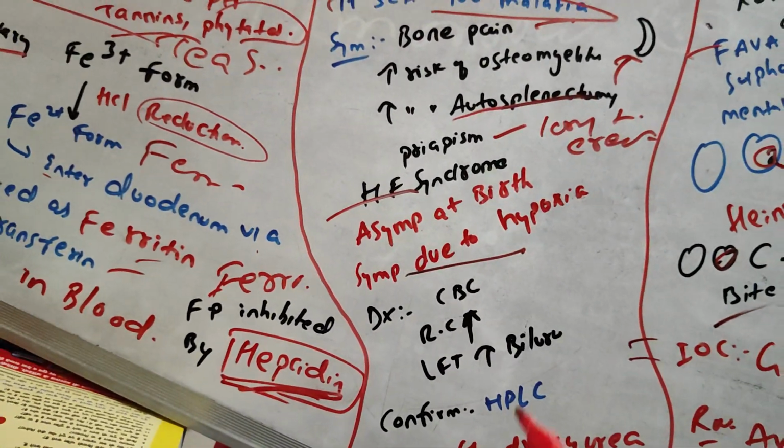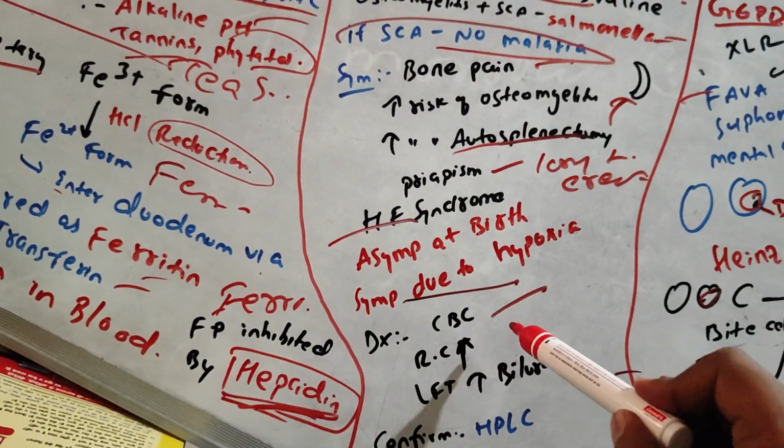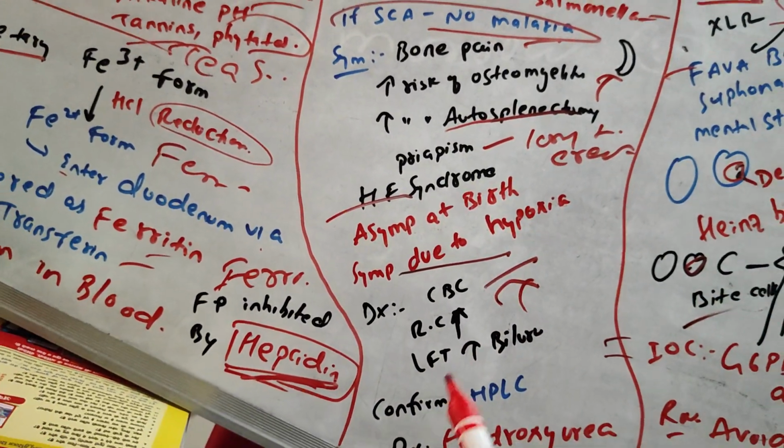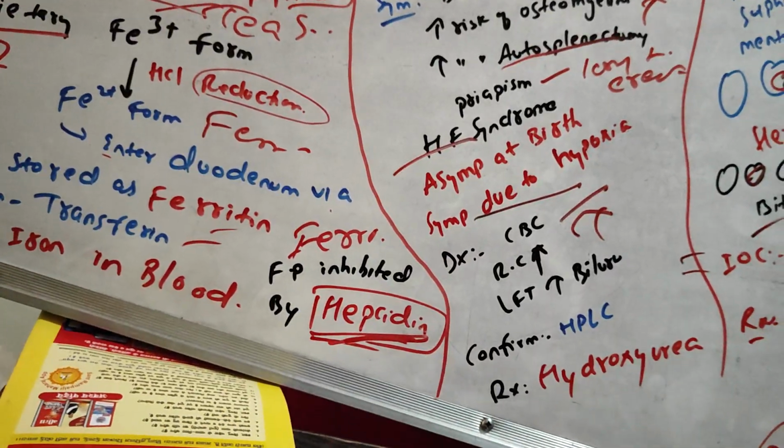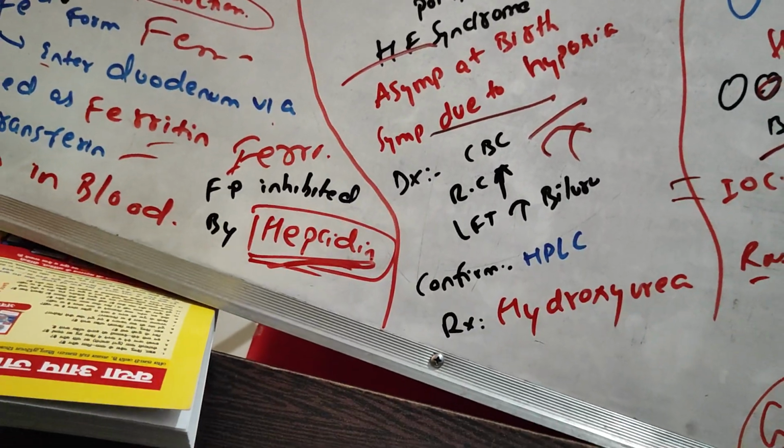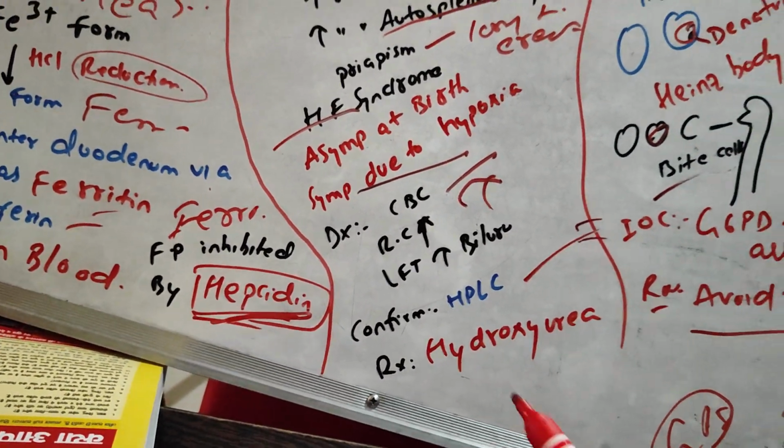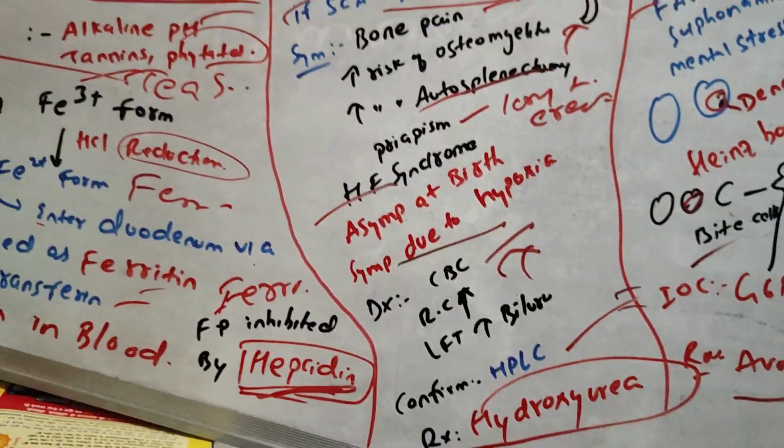How do you diagnose it? By CBC, there are increased reticulocytes. Do the liver function test; it will show more bilirubin. Confirmatory test is HPLC, and the drug of choice is hydroxyurea.